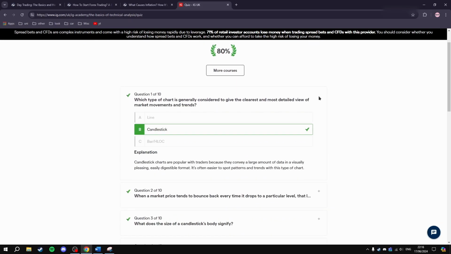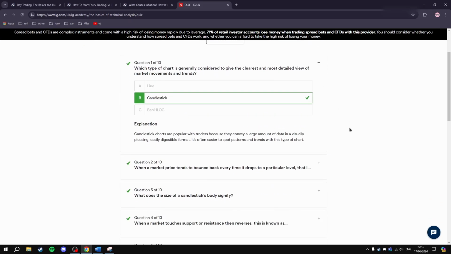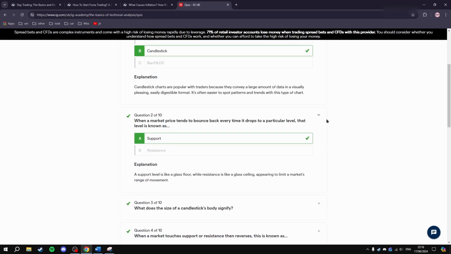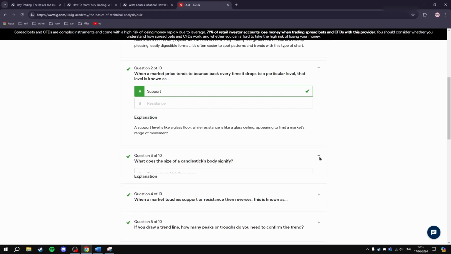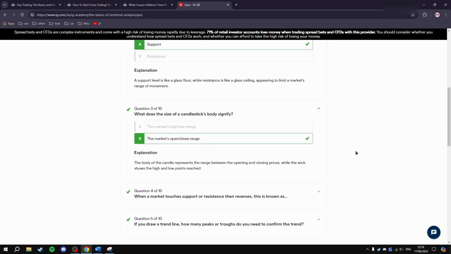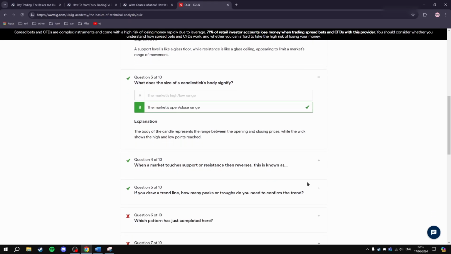Okay, so candlestick charts are the most popular of traders because they convey a large amount of data in a visually pleasing, easily digestible format. It's often easier to spot patterns and trends with this type of chart. Okay, that's good. Support level is like a glass floor, while resistance is like a glass ceiling, appearing to limit a market's range of movement. The body of the candle represents the range between the opening and closing prices, whilst the wick shows the high and low points reached. Yep.